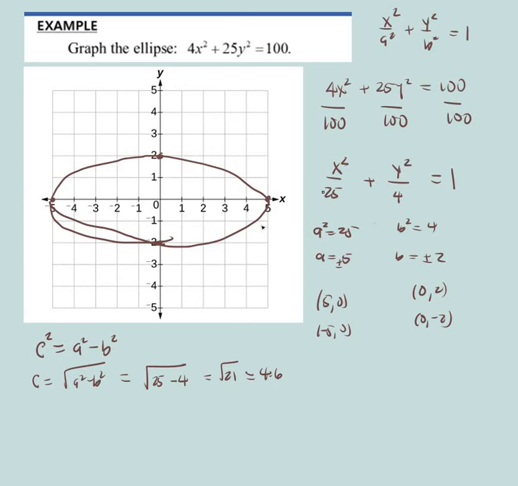So where's the focus here? Well, you put it when x is 4.6 and y is 0, and minus 4.6 and 0. So it's going to be here at 4.6 and negative 4.6. Somewhere here's the focus. And we know this is the vertex, when x is negative 5, y is 0, and here the vertex is when x is 5, y is 0, and the semi-minor axis endpoints are (0, 2) and (0, negative 2).